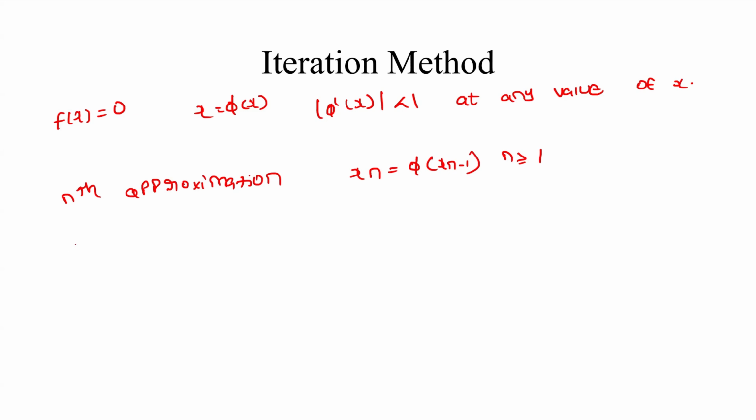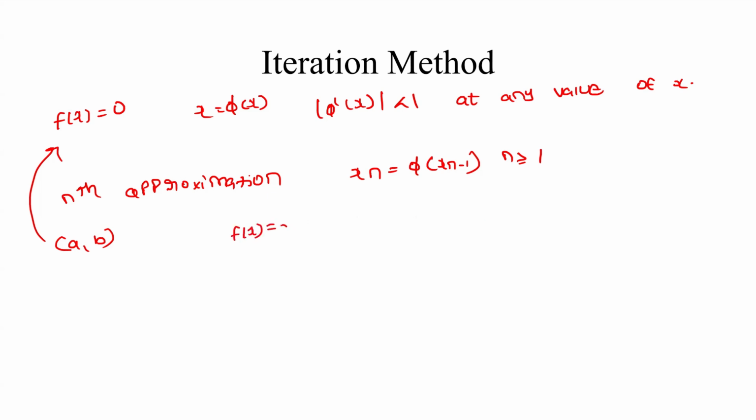First, we need to find the interval a comma b for f of x in which the root lies between a comma b, and we take a random value between a comma b, then we substitute it into phi of x after finding the phi of x. Okay, now let's see an example.